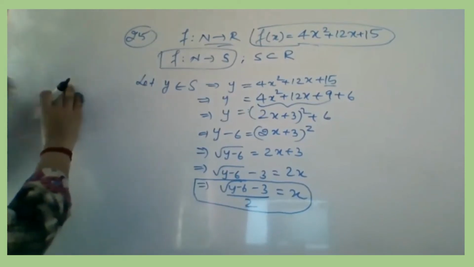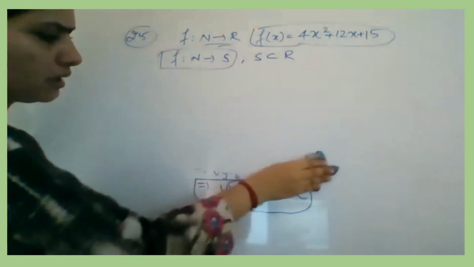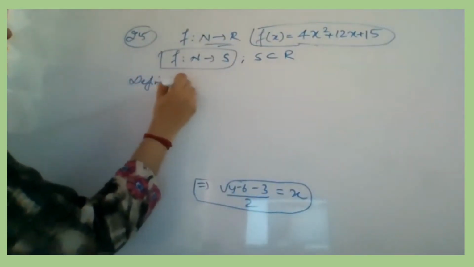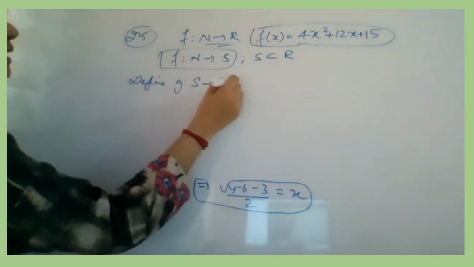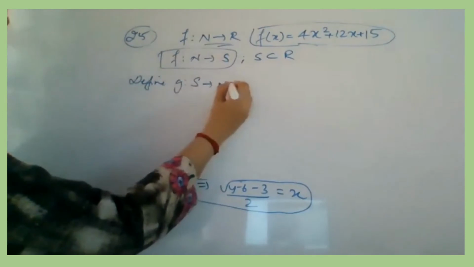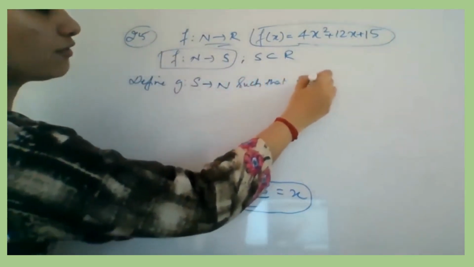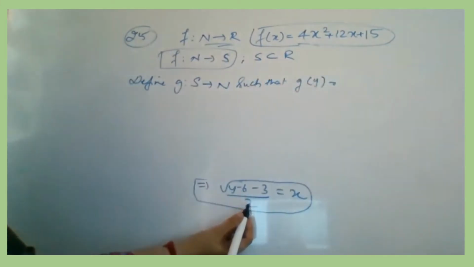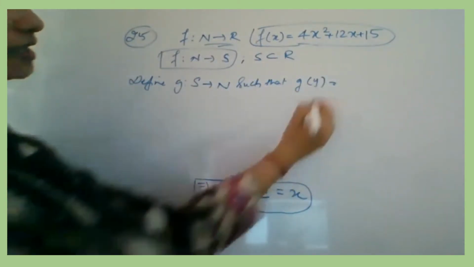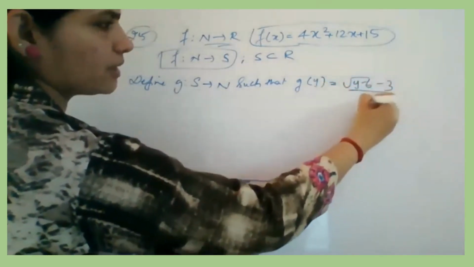Yes, ma'am. Now I have to use this which I have got. Okay, use this in the sense, I will just define g. It will be from S to N, again in the opposite direction, S to N. How do we define it? g of y will be taken as what we got as x equal to. What we got here will come as your g of y. g of y is equal to root of y minus 6 minus 3, divided by 2.